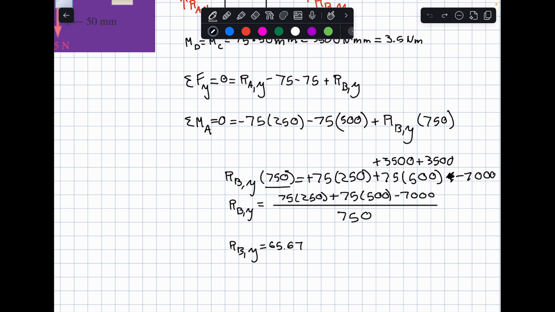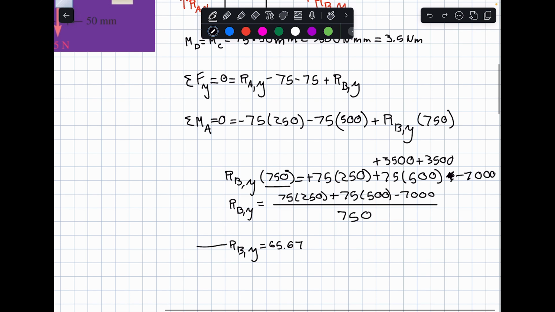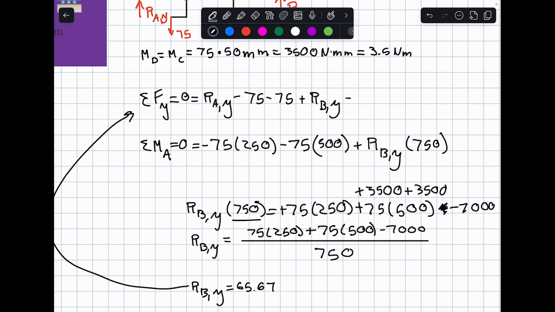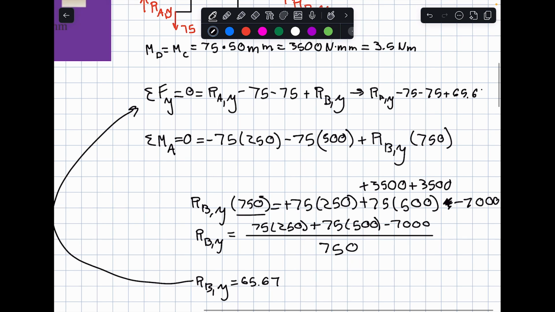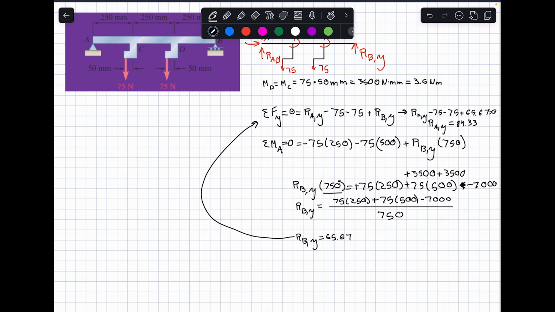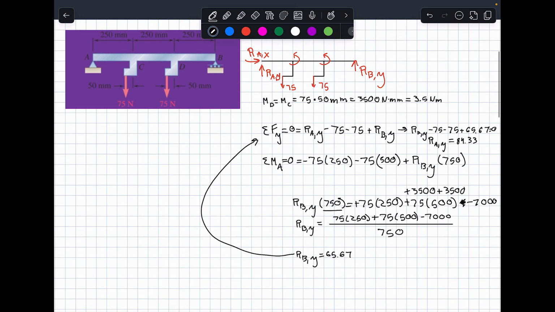And the reason we were doing this was to solve for equilibrium, but we also needed to eliminate one of our unknowns. And so we're going to take this and plug it back into this equation right here. So if we go over to the right, we're going to say R A in the y minus 75 plus 65.67 equals 0. Rearrange it, do some algebra, and RA in the y is going to come out to 84.33.